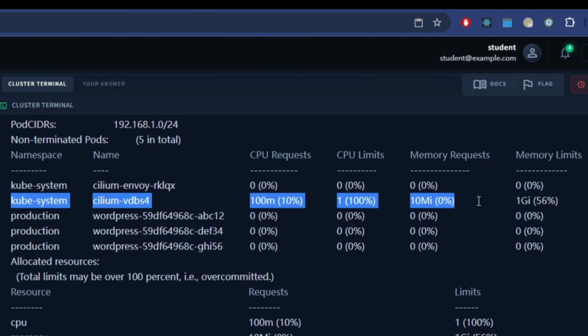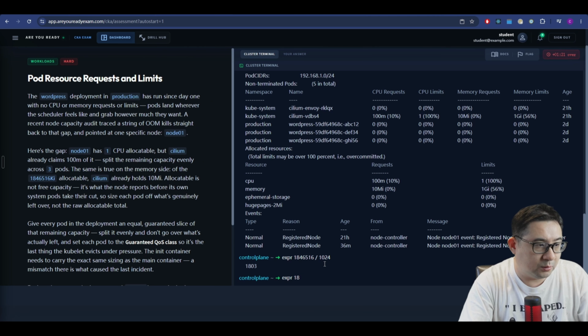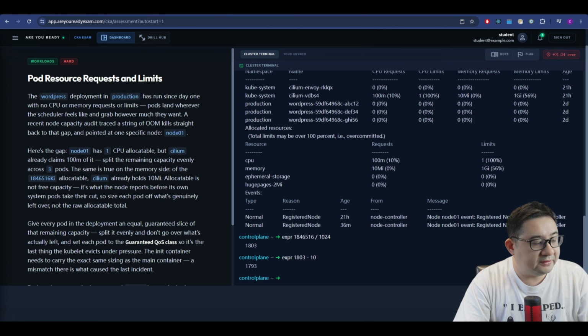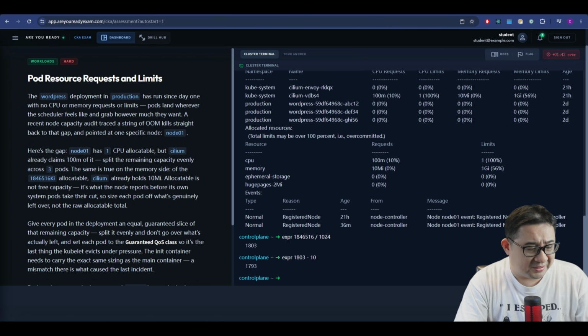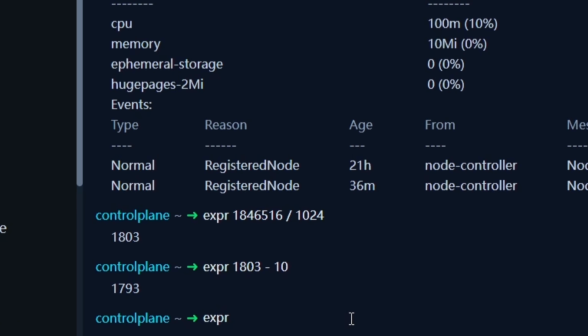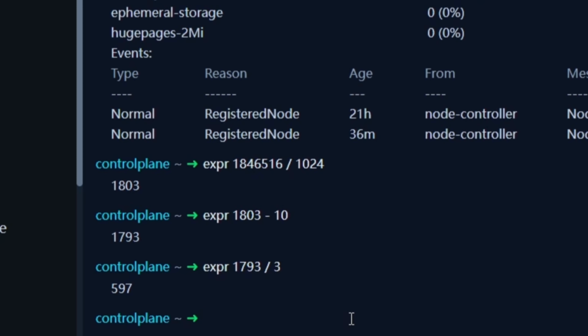Step 2, scroll down. Selenium is taking like 100 millicore and 10 megabytes. So you have to subtract what's already scheduled. Now we're going to take the 1803 and then subtract 10. That leaves us 1793 megabytes of actual free space. The scheduler only cares about this second number. Now step 3, we need to divide this by 3 because we have 3 replicas, right? So we do the same thing, 1793 divided by 3. That gives us 597.